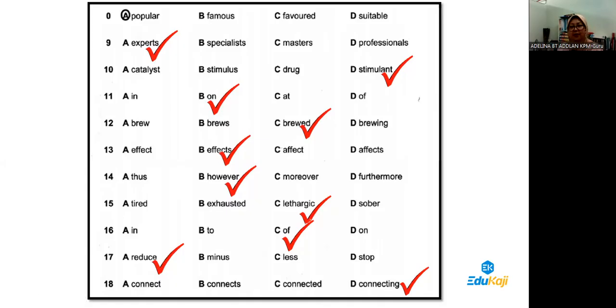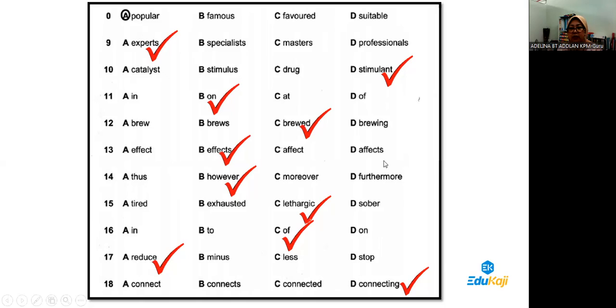Clever, grammar. Now, for number 12, students are tested on their tenses. So this is a combination of present tense, past tense, and future tense. Okay, number 13, again, students are being tested on their vocabulary, but the difference between effects, affect, and effects.